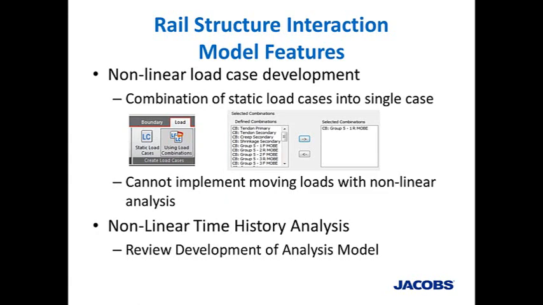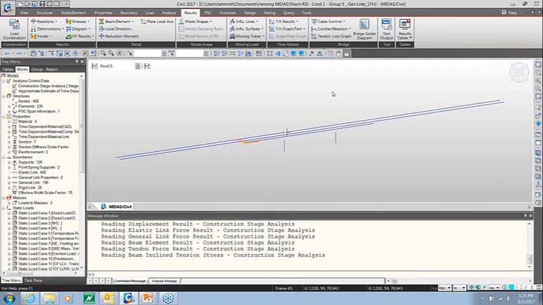And then really the final step of the model development for seismic, especially in our case, was the time history analysis. What I'm going to do now is switch over to our model for this bridge and show some of the features that I just talked about. So the first steps that I wanted to look at are how to define the multilinear elastic link and the general link.